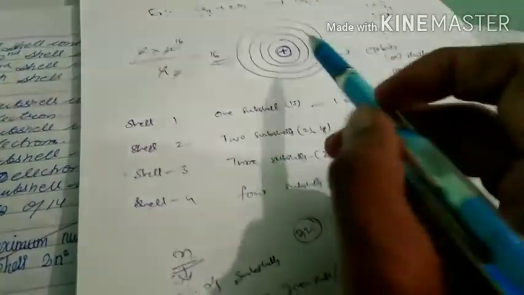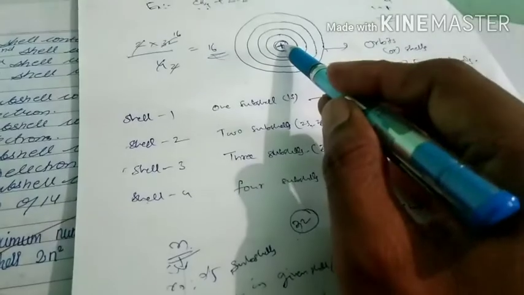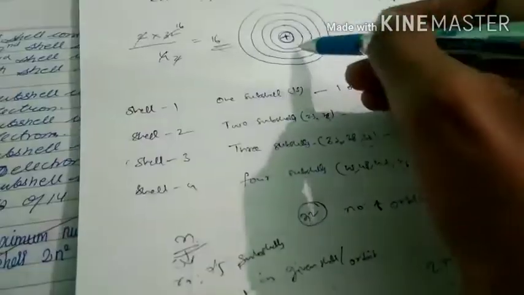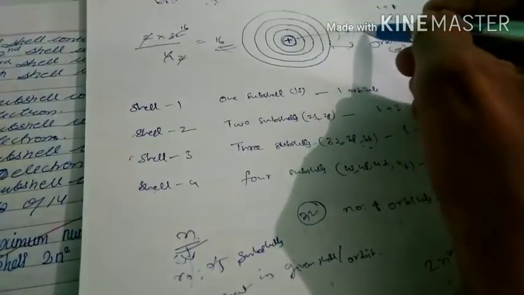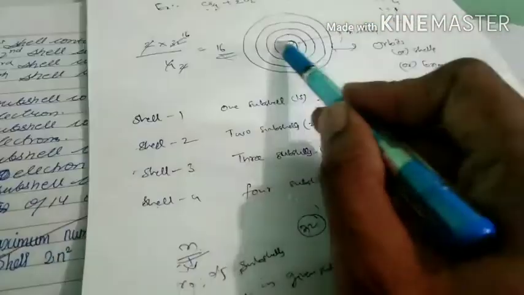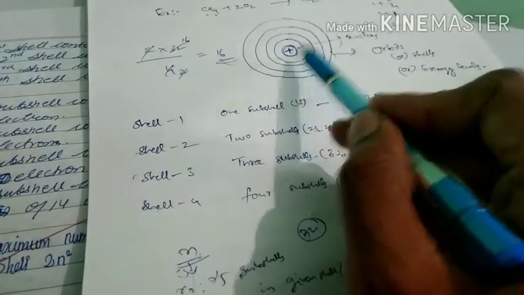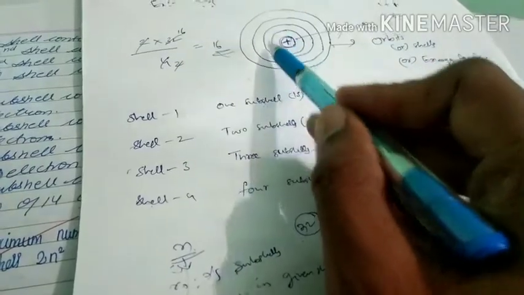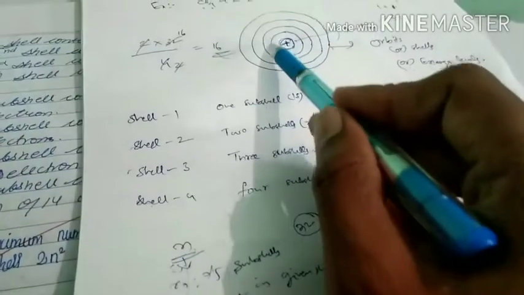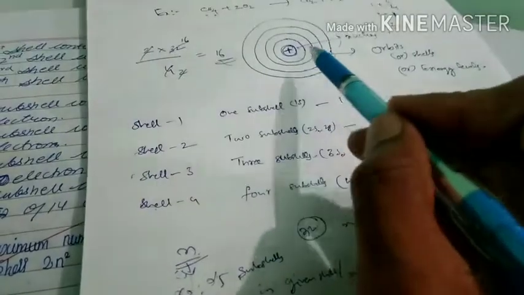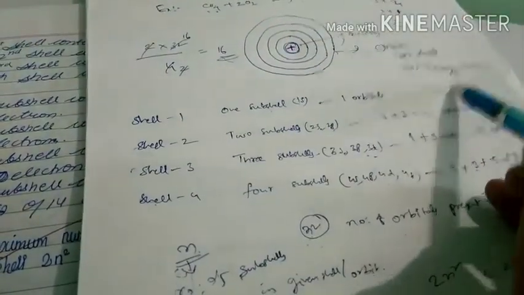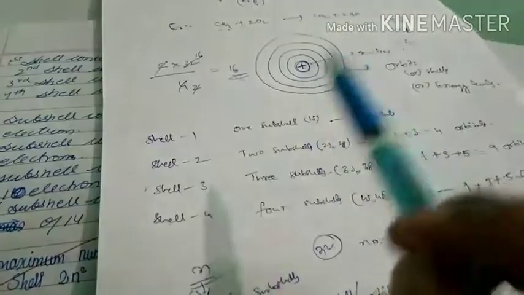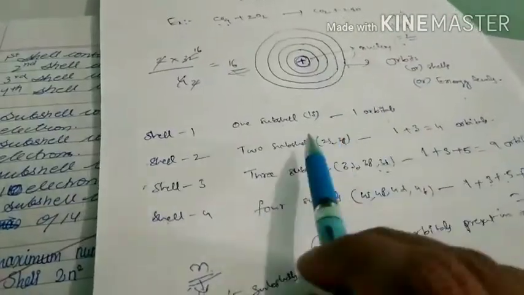So we cannot draw. I just repeat once again. Listen carefully. This is an atom. Atom having positive charge at the center, that is called the nucleus. In the nucleus protons and neutrons are present. Around the nucleus electrons are present. These electrons revolve around the nucleus. That is why these paths are called what? Orbits or shells or energy levels. Next point, shells contain what? Subshells.